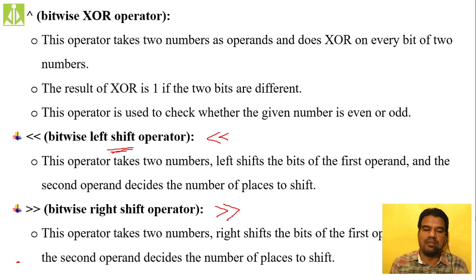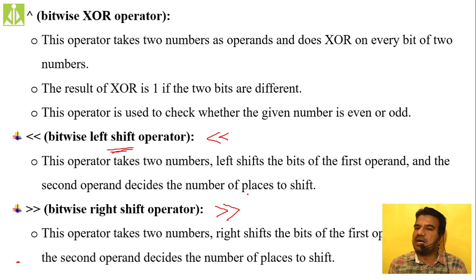In this way you can remember. So this operator also takes two operands. It left shifts the bits of the first operand, and the second operand decides the number of places to shift. It simply shifts the bits by that number of times. However many times you specify, that many times it will shift.